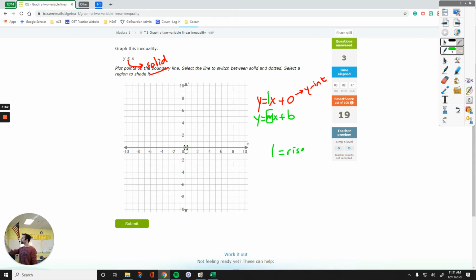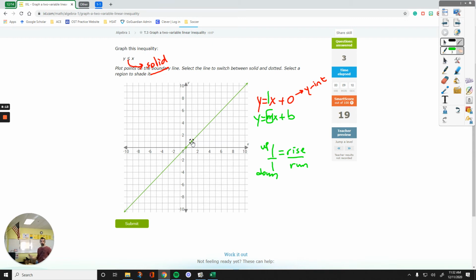This is rise over run. What about the run? Can't we just divide any number by 1, but still it will be equal to itself? So rise is 1, run is 1. That tells me go up 1 unit and then right 1 unit, starting from the y-intercept. Go up 1, and then right 1, and then plot the point.